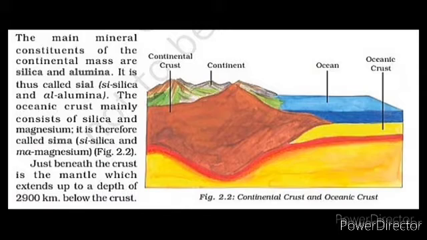In the book it is given that the main mineral constituents of the continental mass are silica and alumina. It is thus called Sial, Si for silica and Al for alumina. Then the oceanic crust mainly consists of silica and magnesium. It is therefore called Sima, that is Si for silica and Ma for magnesium.